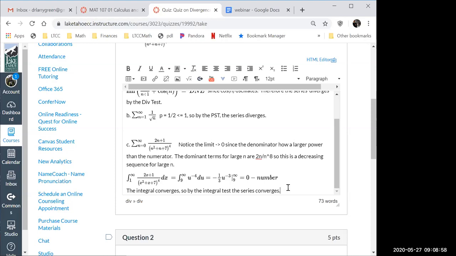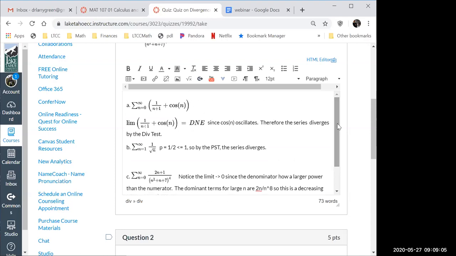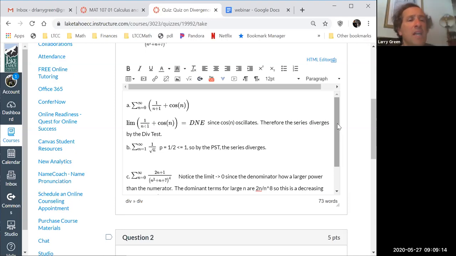I have a question, and it's more related to part A. So let me scroll up. Do all trig functions diverge due to oscillation, or just the sine and cosine functions? If it's just the trig function, then it diverges.